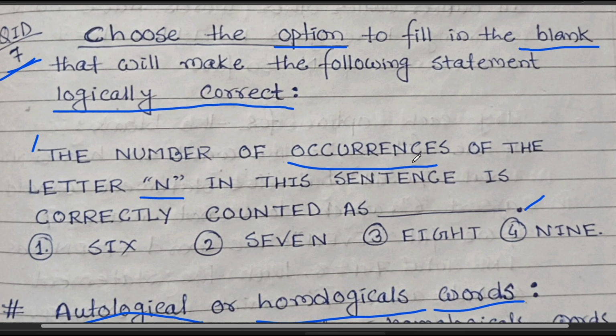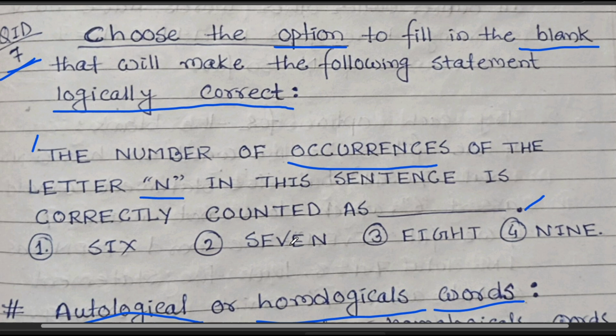The number of occurrences of the letter N in this sentence is _ correctly counted. How many letter N's are there in this sentence? The options are 6, 7, 8, 9. So firstly we have to know what a sentence is, where the sentence starts and where it ends. The sentence starts from here and ends at the full stop here.